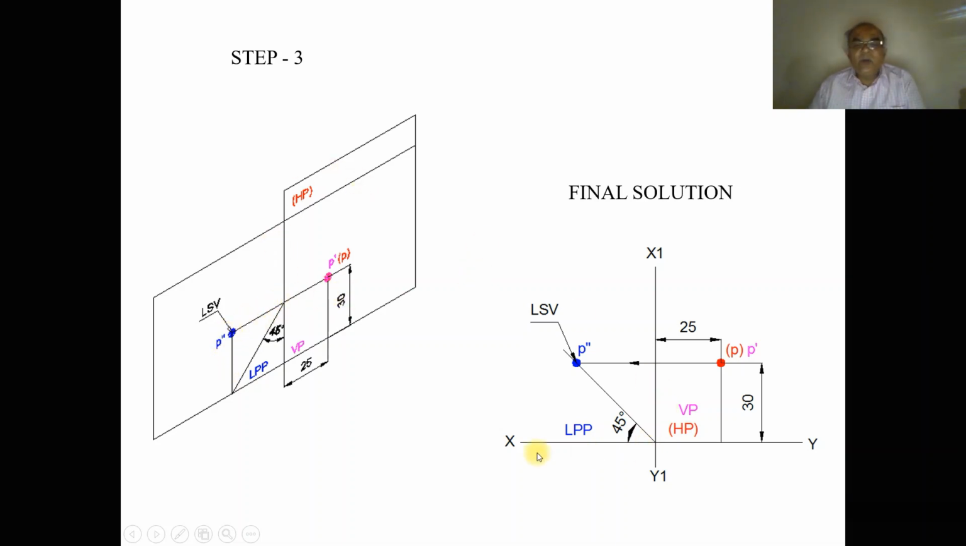When you are writing it in the orthographic view, first we draw the XY line and the X1Y1 line, with a distance of 25 mm behind LPP. First it is drawn, then you measure the distance of 30 mm and mark the point. Above HP, it will be on VP, so P dash is the image on the vertical plane. Behind VP is 30 mm, and since both distances are 30 mm, they overlap. P is in brackets because its image is on the horizontal plane, that is, behind VP is seen in the horizontal plane. Since HP is in brackets, the image on HP is also in brackets.